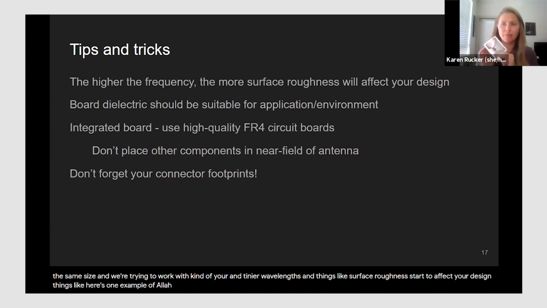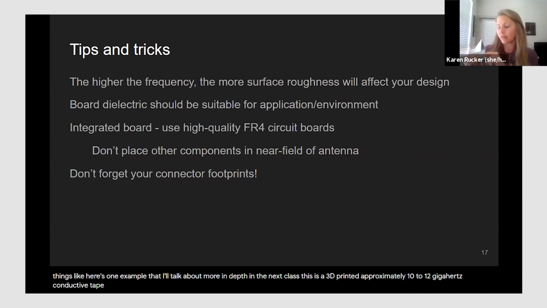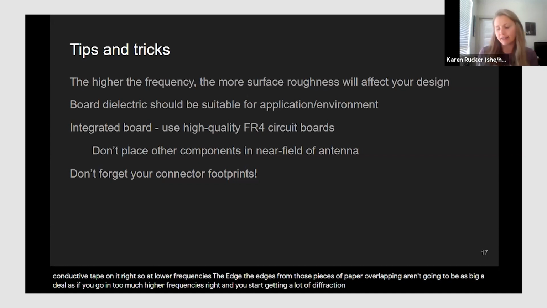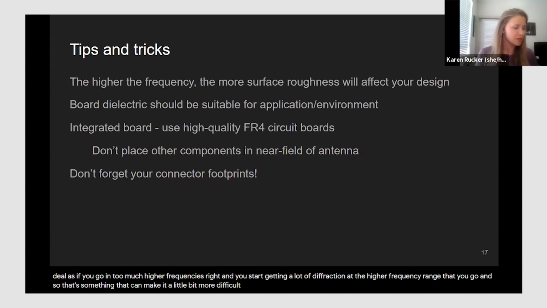here's one example that I'll talk about more in depth in the next class. This is a 3D printed horn antenna for X-band, approximately 10 to 12 gigahertz. And this has conductive tape on it, right? So at lower frequencies, the edges from those pieces of tape overlapping aren't going to be as big a deal as if you go into much higher frequencies, right? And you start getting a lot of diffraction at the higher frequency range that you go. And so that's something that can make it a little bit more difficult to work with, right?